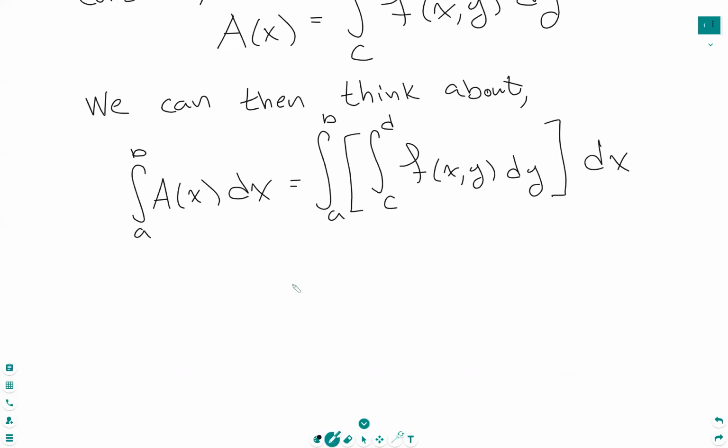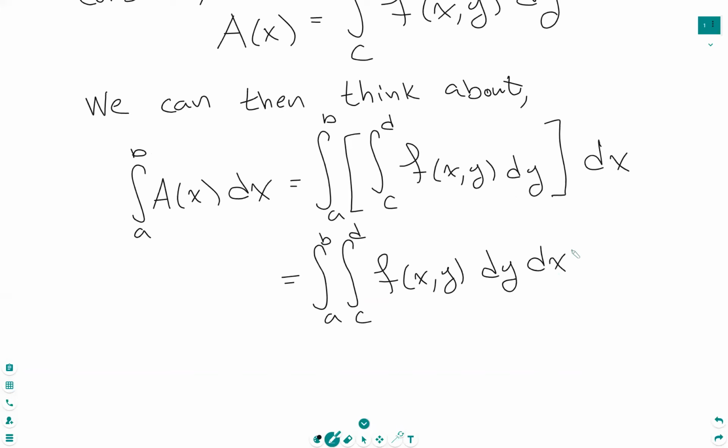Well, one way to write this is to just drop these brackets. So I have the integral from a to b, the integral from c to d of the function f of x and y dy dx. So here we can read off which one is being integrated first, right? The innermost one is I'm integrating with respect to y first, and then the outer one says that I'm integrating with respect to x after that.